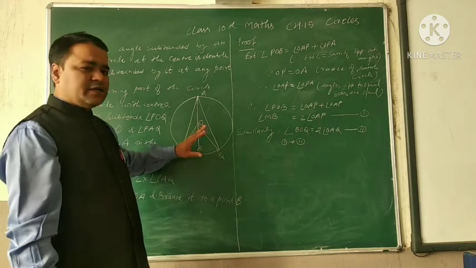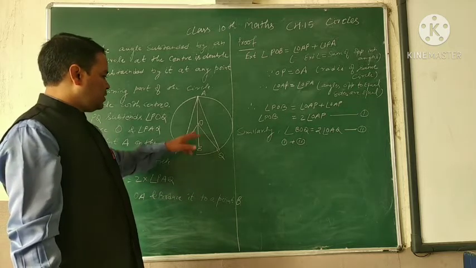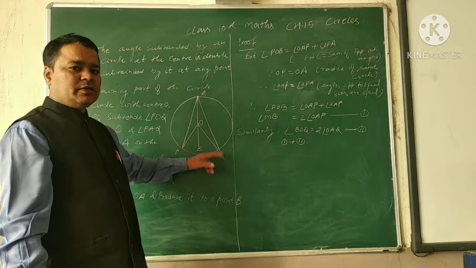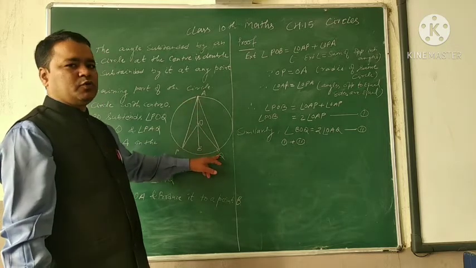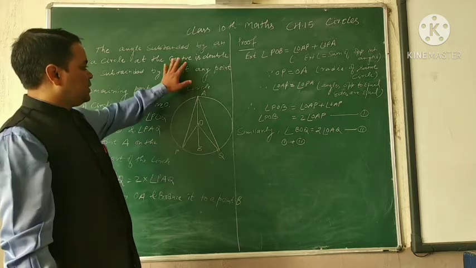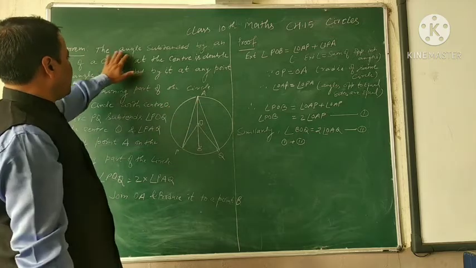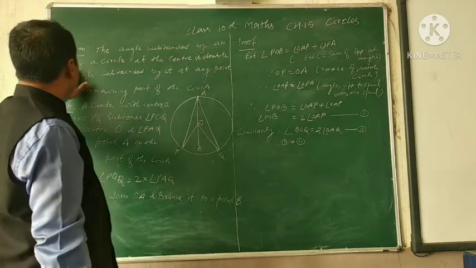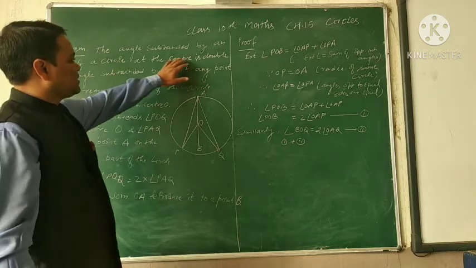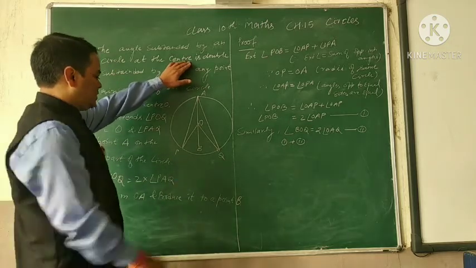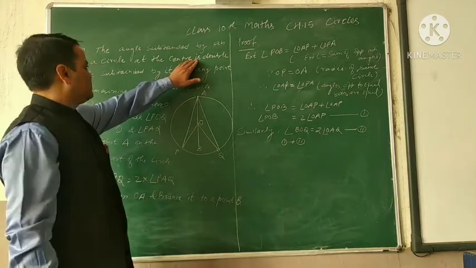Okay, and what is the relation between these? The relation is that angle POQ is 2 times angle PAQ. Okay, the statement is just representing this condition. The angle subtended by an arc, let that arc be PQ, of a circle at the center, the angle at the center POQ, is double, means 2 times.